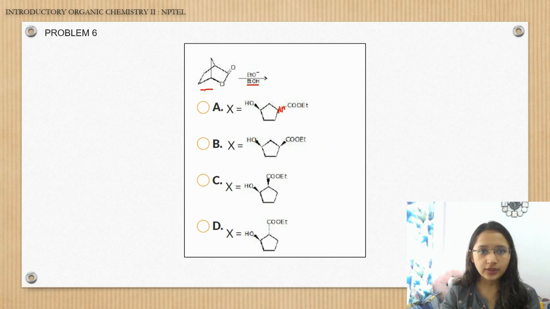So this is the bicyclic system, and now we know that ethoxide will either abstract an acidic hydrogen or act as a nucleophile. If the system doesn't contain an acidic hydrogen, then this base will act as a nucleophile, right? So we have a carbonyl in this system. Does it have any acidic hydrogen?